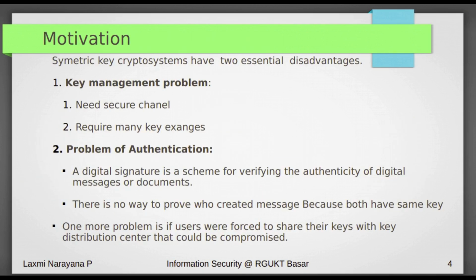Second is the problem of authentication. How can we know that the digital message is sent by the claimed sender? When there is a conflict between sender and receiver, it is impossible to decide who is right because both have the same key. Any message made by one of them could also have been made by the other. One more problem: if we use a key distribution center, what if the key distribution center is compromised? These disadvantages prompted researchers to look for a different kind of crypto system.